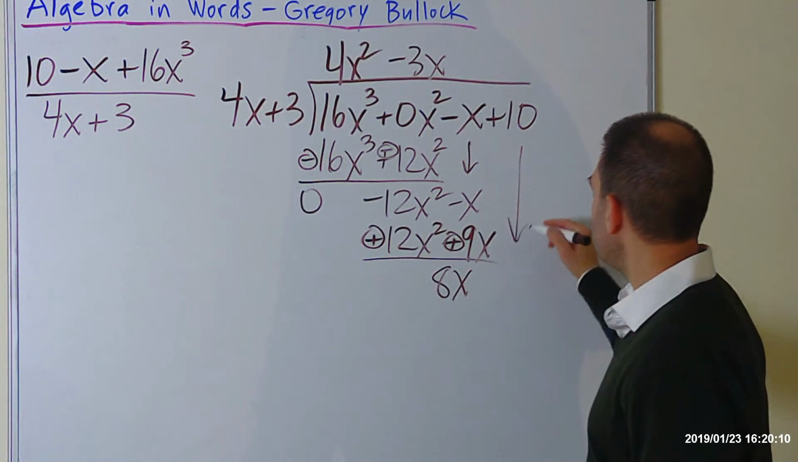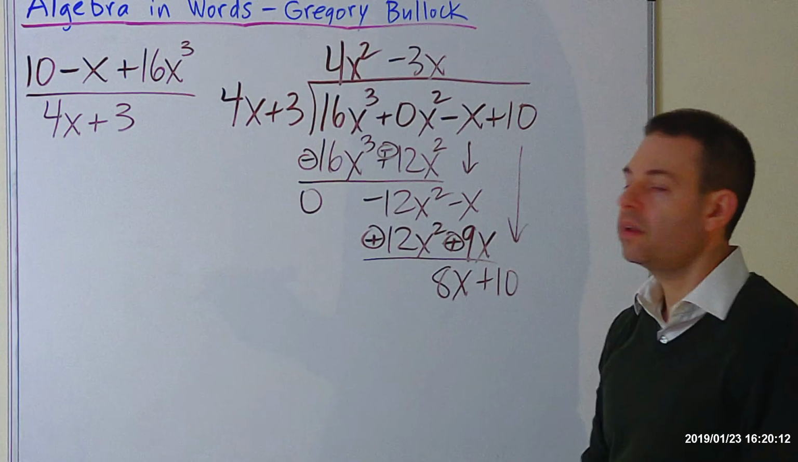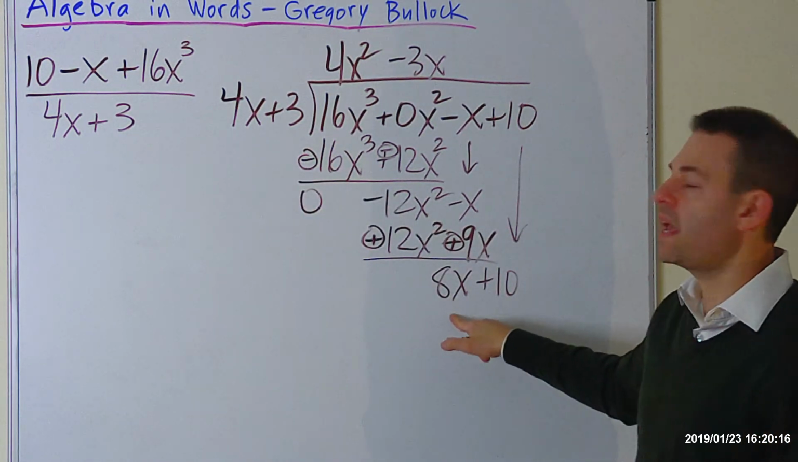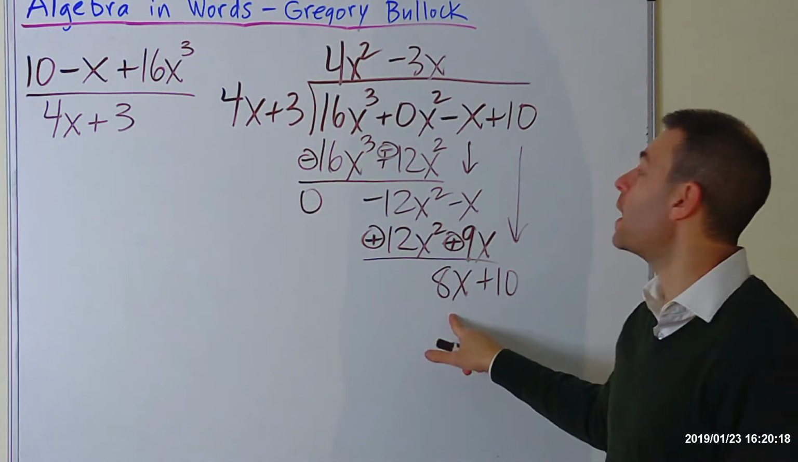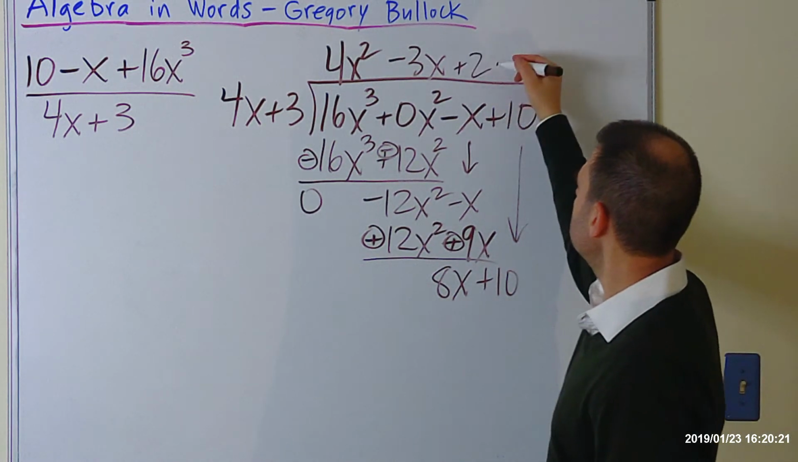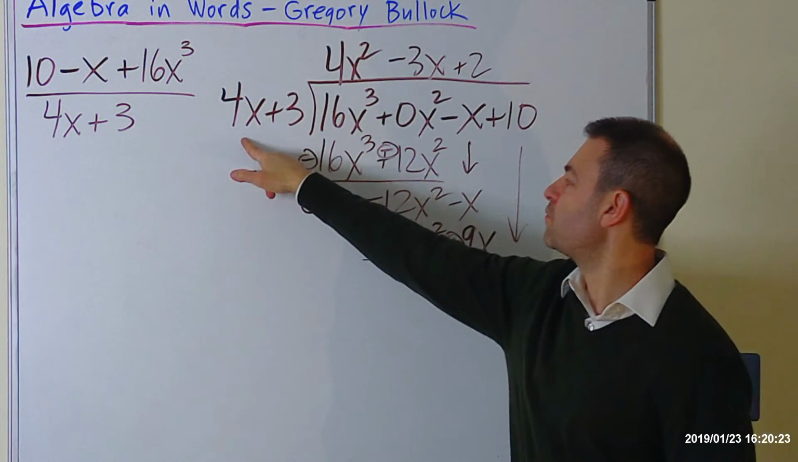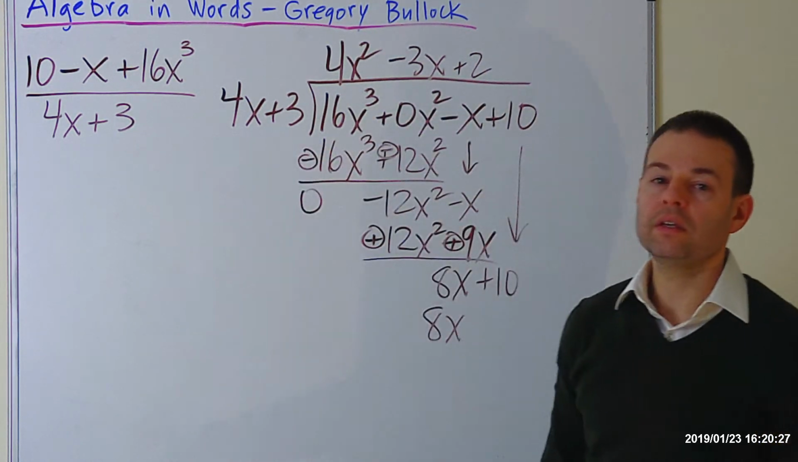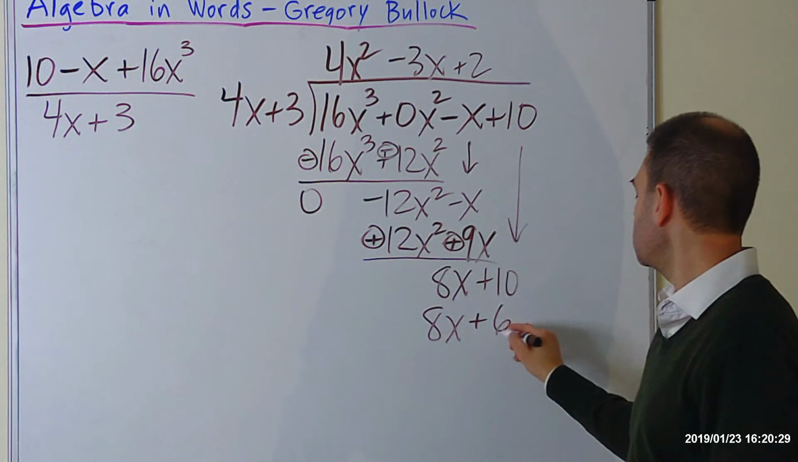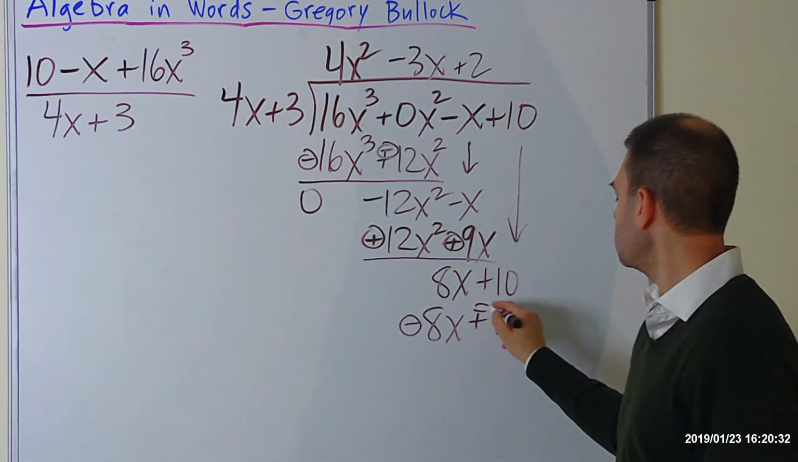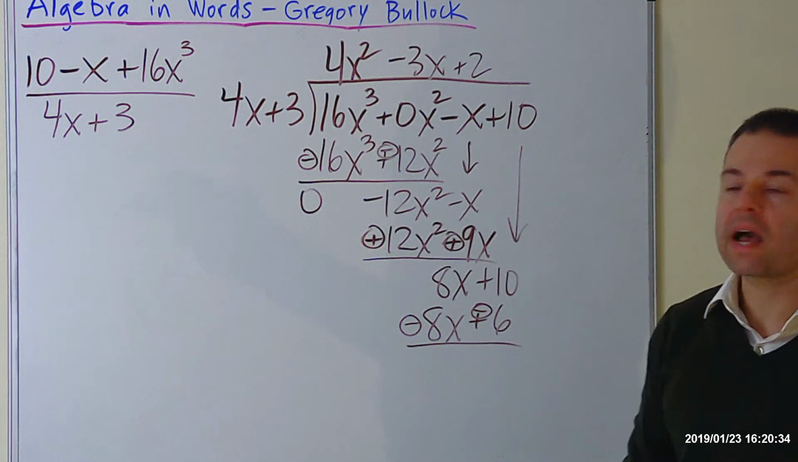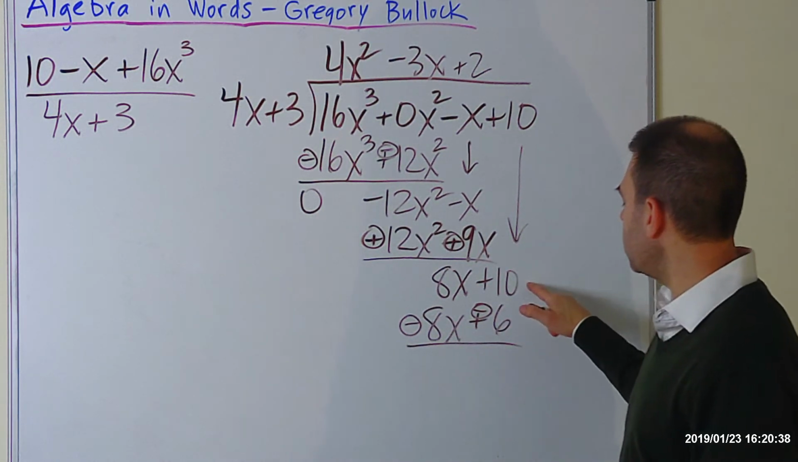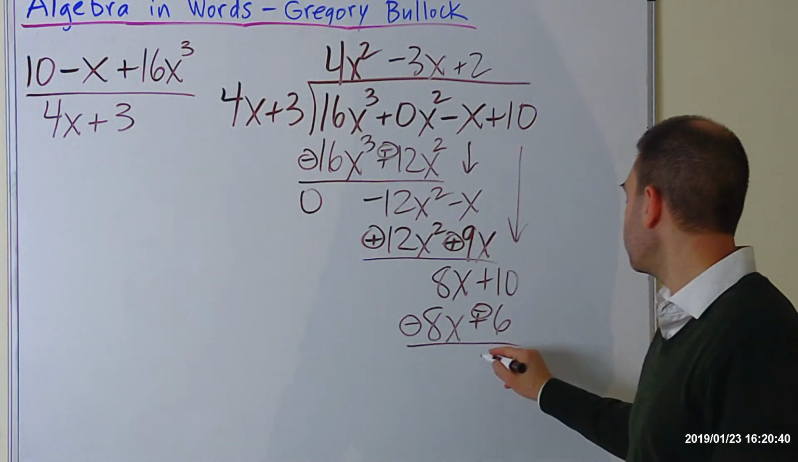And bring down the last term, and we'll repeat the process again. How many times does 4x go into 8x? It goes in 2 times. So we'll put plus 2, and now multiply 2 times 4x to get 8x. 2 times 3 is 6. Change both signs, and add or subtract. The 8x's cancel to 0, but then when we have 10 minus 6, we get 4.